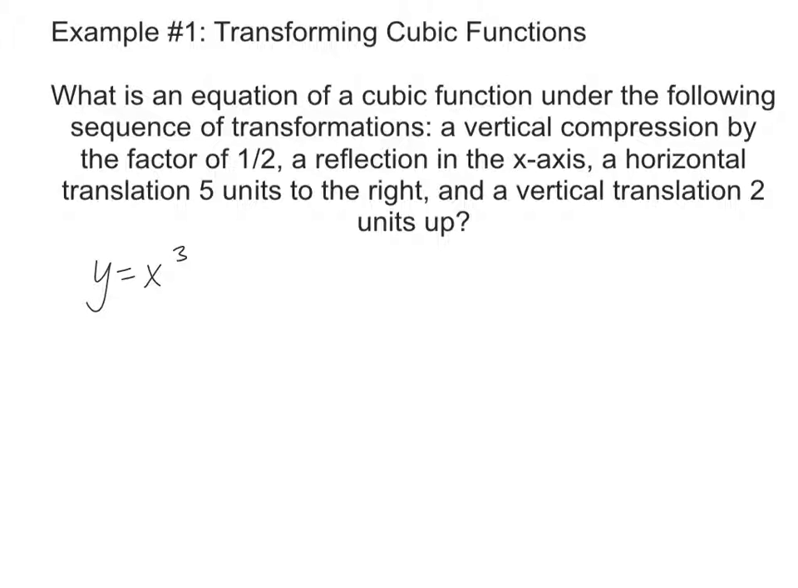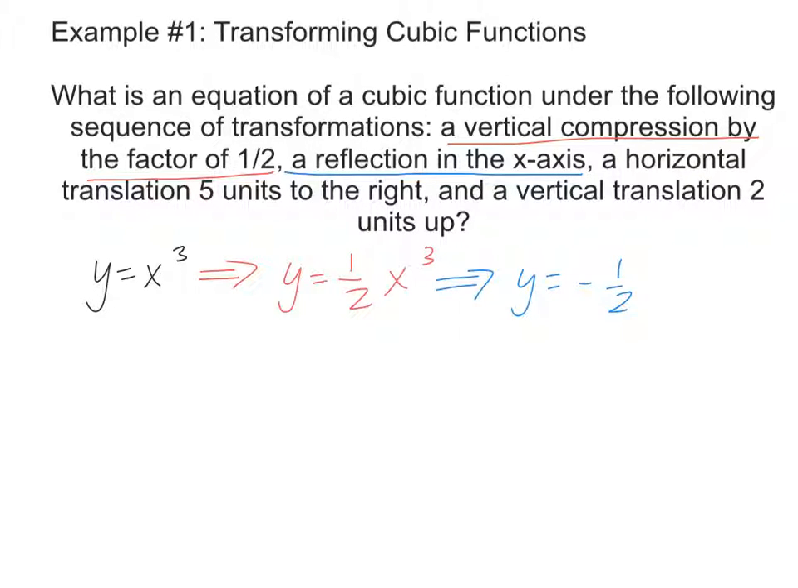Now, let's apply the first transformation, which is a vertical compression by a factor of 1/2. That would give us y equals 1/2 x cubed. Remember that compression or stretch goes in front of our factor. The next part says a reflection in the x-axis. Now remember, if something is reflected, that means that that stretch or compression is now negative. So that becomes y equals negative 1/2 x cubed.